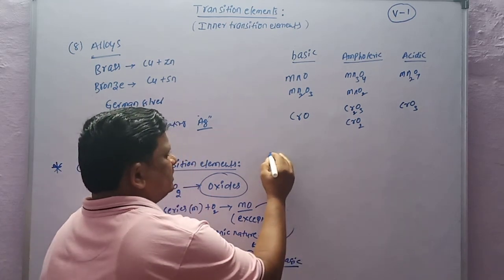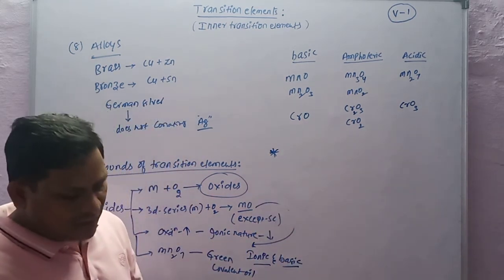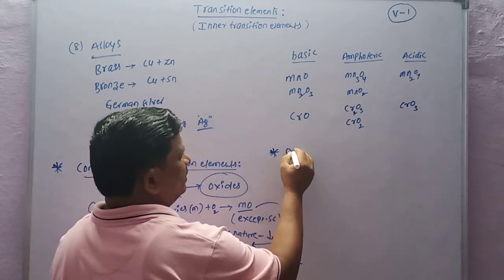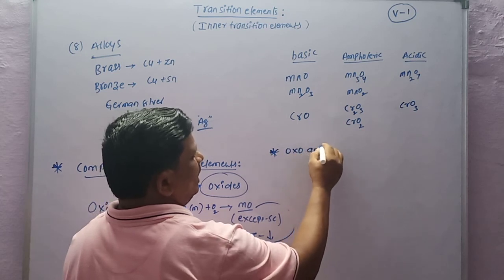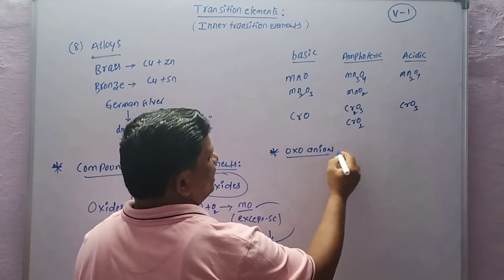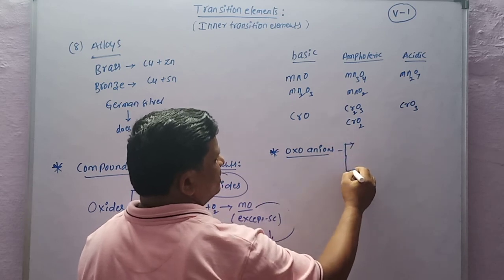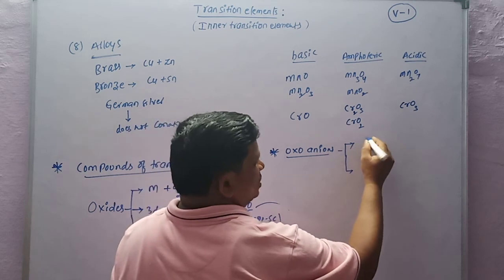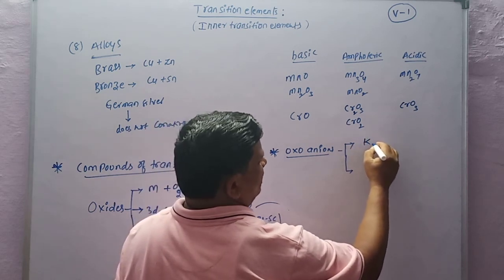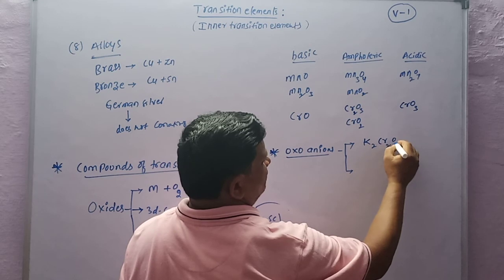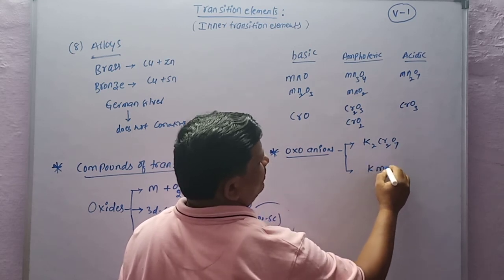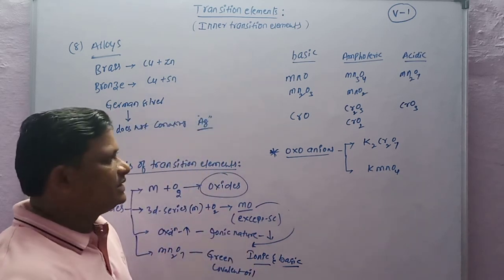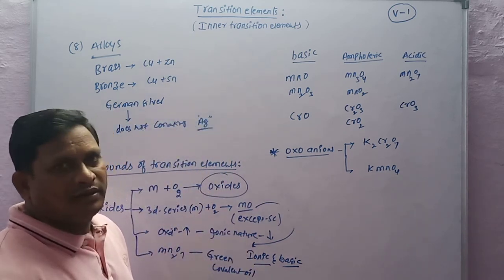So next one is oxoanions of the transition elements. Oxoanions of the transition elements are of two types. One is potassium dichromate, K2Cr2O7. The second one is potassium permanganate, KMnO4. So these are the oxyacid anions.